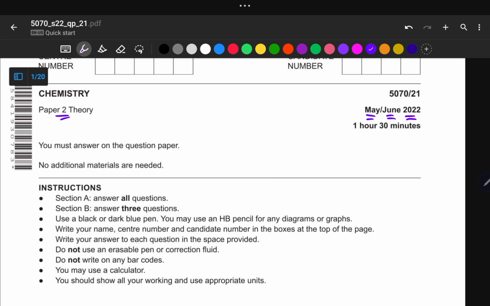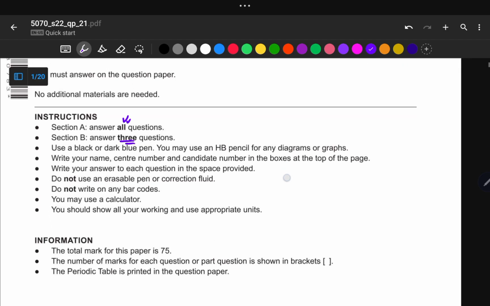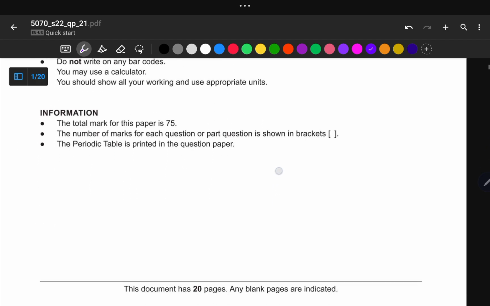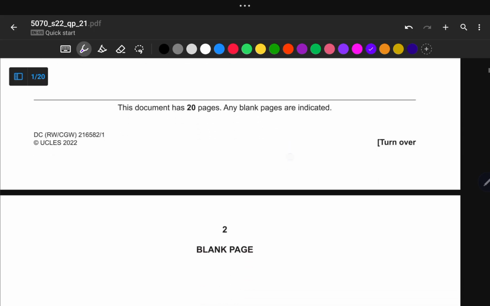If you're doing Cambridge, you need to pay attention to these instructions to candidates. For section A, we are required to answer all the questions, and for section B, you're only required to answer any 3 questions, right? So you need to understand the instructions if you're doing Cambridge. But if you're not doing Cambridge, you only need to pay attention to the data.